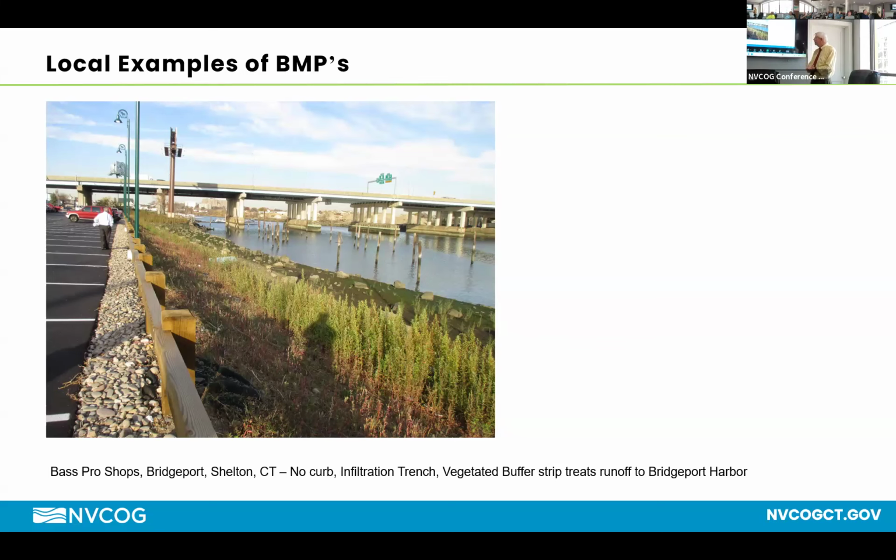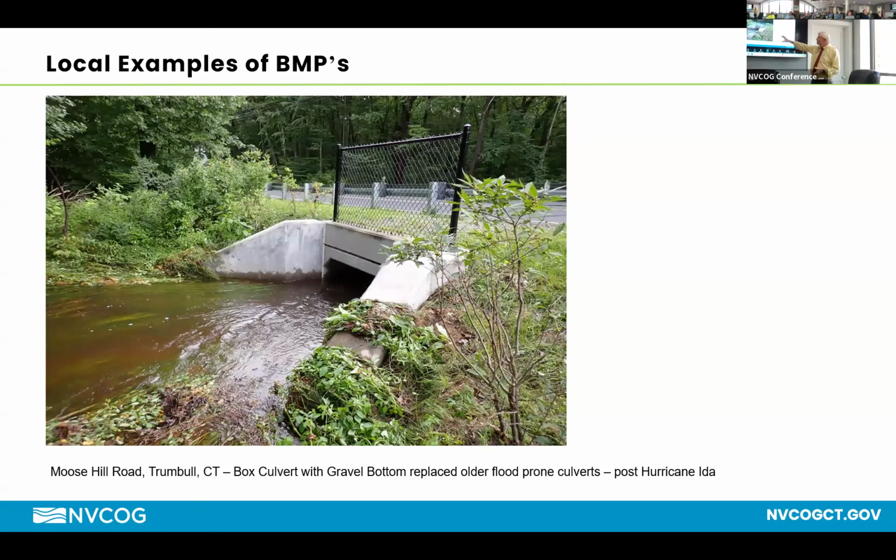Next slide, please. This is Moose Hill Road in Trumbull. It was a LOTSIP program, a road reconstruction program for the town. They had a culvert that flooded. It originally had a 24-inch pipe, and that clogged with debris and flooded. So the town threw a 30-inch pipe next to it and it still clogged with debris and flooded.